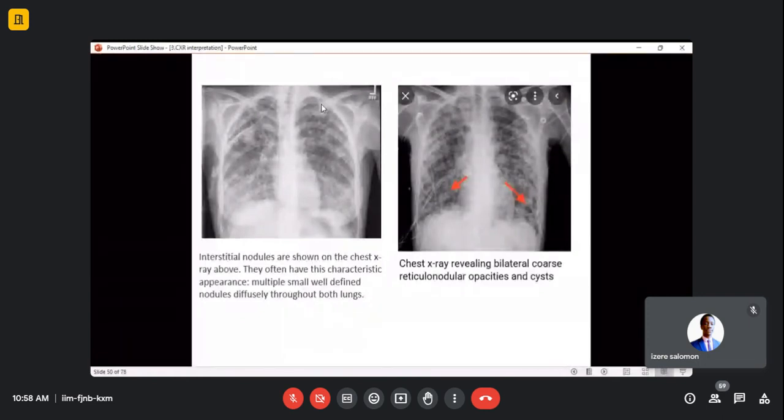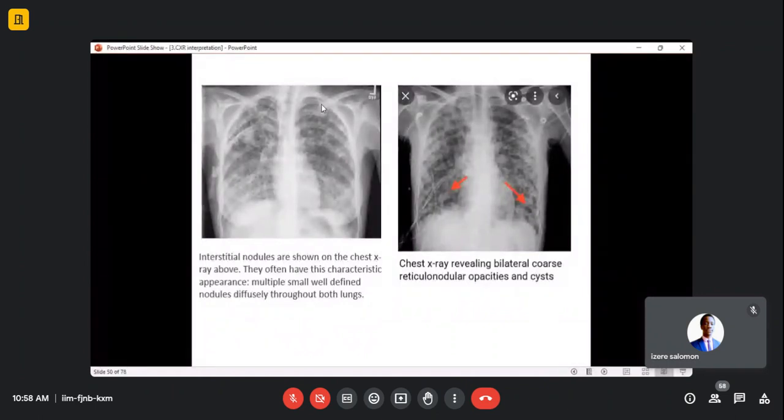So, interstitial opacification. I'm done. If you have any question, ask. If you don't, I continue. We go to another type of opacity.